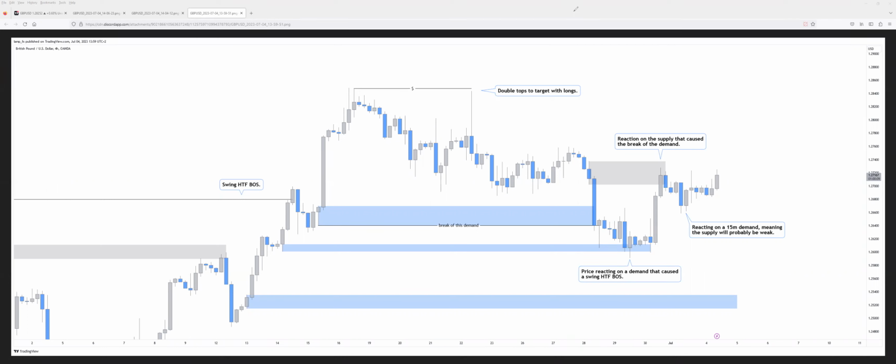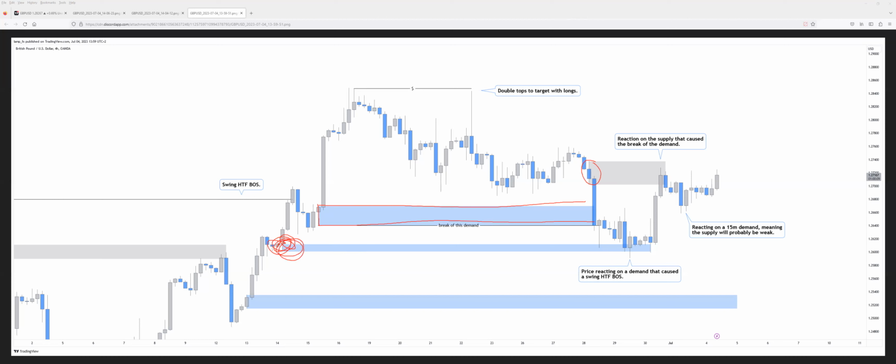So first of all, starting on the 4-hour time frame, just a small explanation on what has happened here. You know that this 4-hour supply here broke above a valuable less recent 4-hour demand, that is this one right here. After the break of this demand, price reacted on another valuable demand right here, and this demand that I'm showing you currently is the one that has caused the swing break of structure on the higher time frame.